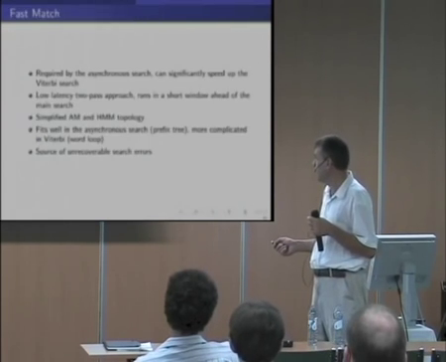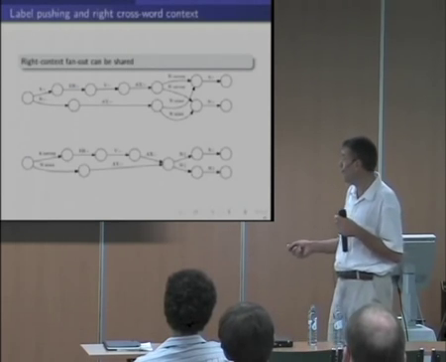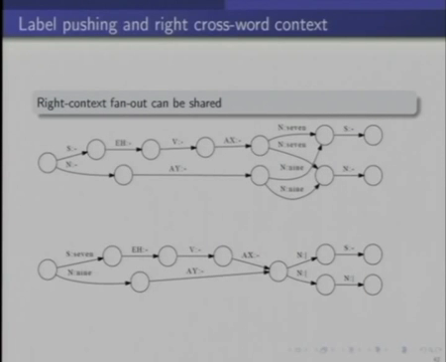What's really important here is the label pushing of the output labels. A simple example: the top is the graph, and you see that after the word "and," the last phone usually would depend on the next phone if you use right crossword context. So those states are duplicated. The label pushing allows us to basically move the word label towards the beginning of the word, so you can nicely share all those tails.